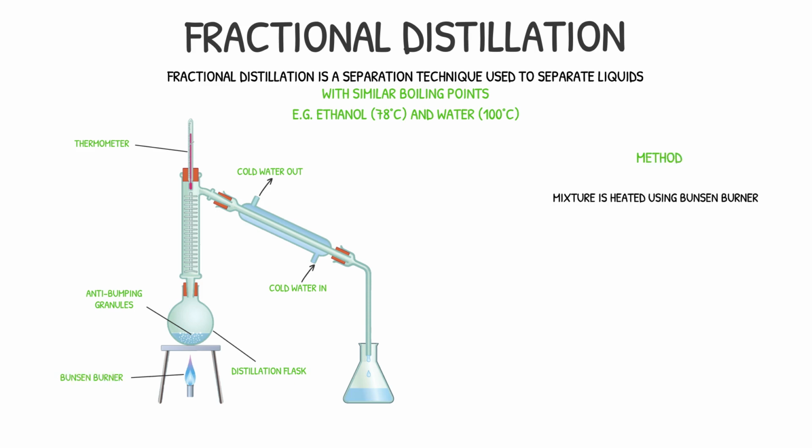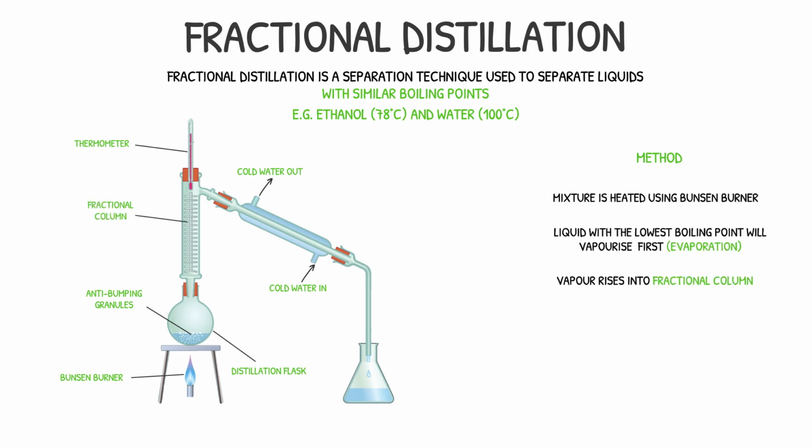Because the ethanol has a lower boiling point than water, it will evaporate from the mixture first and move into the fractional column. Now inside the fractional column, there is a temperature gradient. It is coolest at the top of the column and hottest towards the bottom. If the coolest part of the fractional column has a temperature higher than ethanol's boiling point, the vaporized ethanol will continue to rise and pass into the condenser.